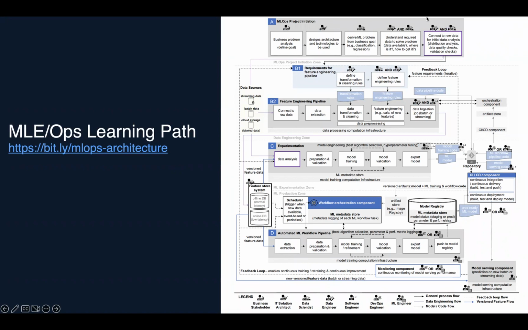So as you can see, it goes from top to bottom, right? And it usually starts from a business problem, right? And then we have to define the ML problem and then start to collect data, right? So B1 is basically the requirement gathering for feature engineering.